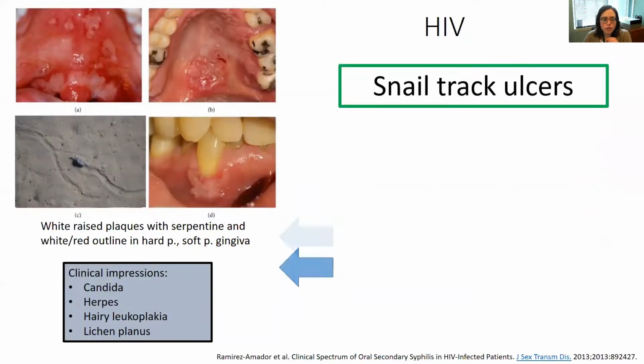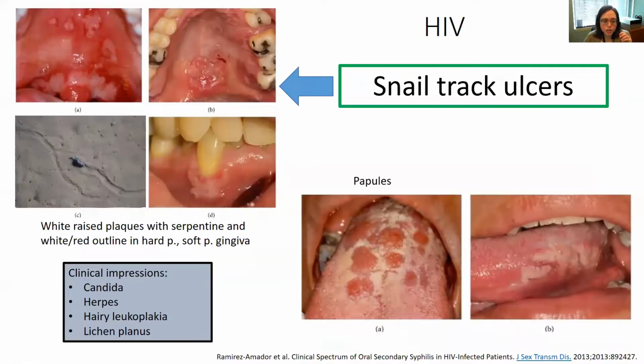Now, in HIV patients, a subset of patients can develop what has been called snail track ulcers, which are these raised, serpentine, whitish looking lesions that have this serpentine reddish border that can be seen both in the hard palate and in the soft palate, as well as in the gingiva. They are called snail track ulcers because of these serpentine borders. Other lesions you can see in HIV positive patients are papules on the tongue and hairy leukoplakia-like lesions.